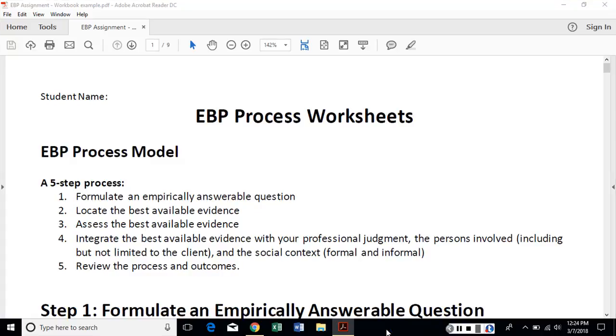Everyone, I have gotten a few lingering questions regarding the evidence-based practice worksheet. So I'm going to go through this example that I'm hoping will clarify a few points.